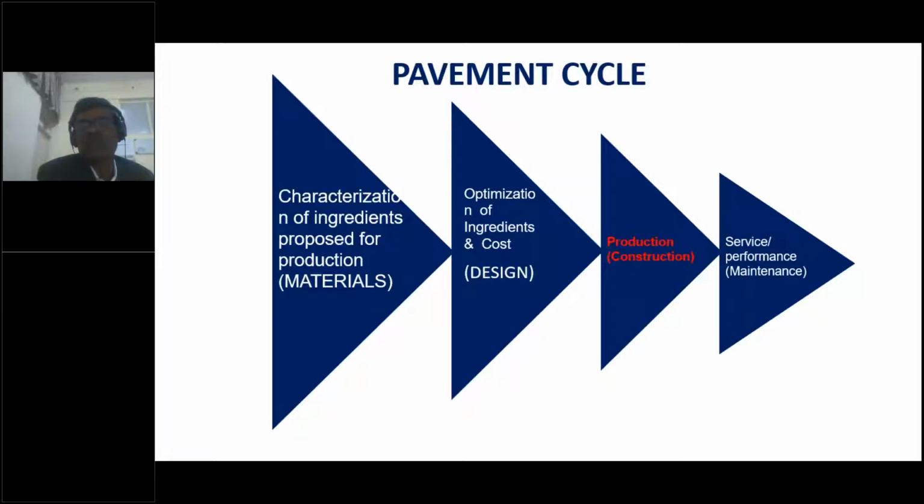So this product, whatever we manufacture with the materials, with the best design, at the end of the day, it has to serve its intended purpose. That is, it has to satisfy our road users or the customers. So performance or the maintenance is the last stage. As I said, most of my discussion today I am focusing on the construction, and many discussion points I cover today also hold good for concrete road construction.